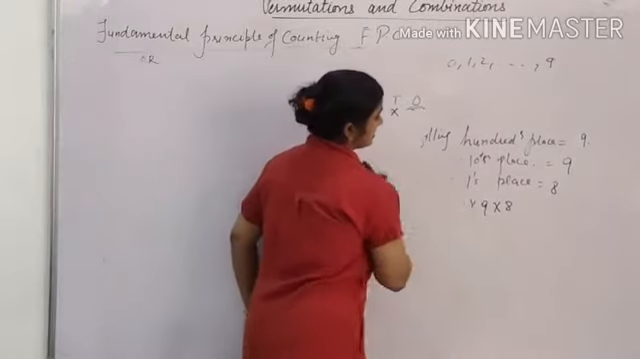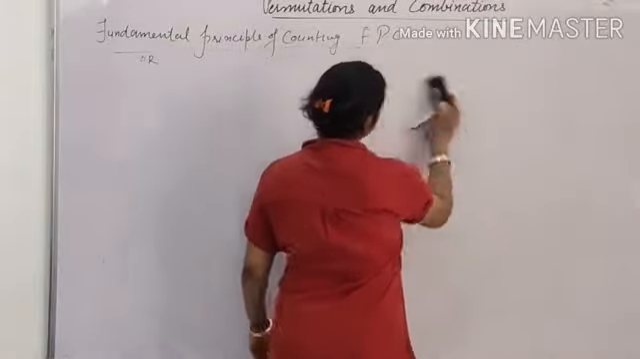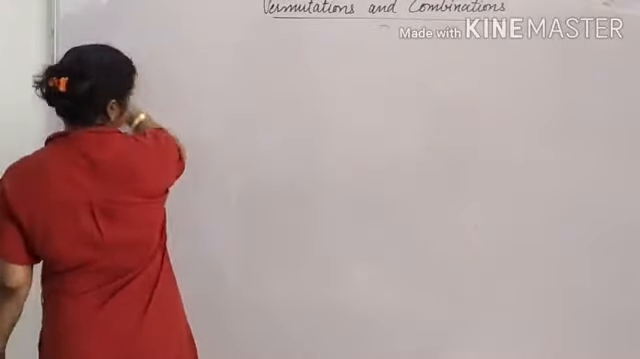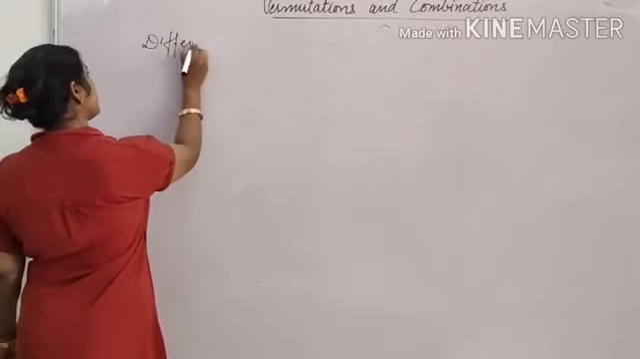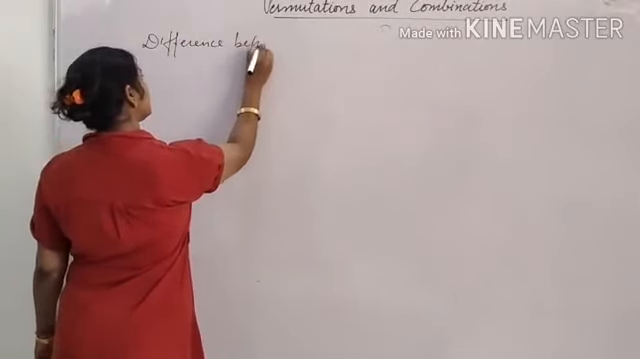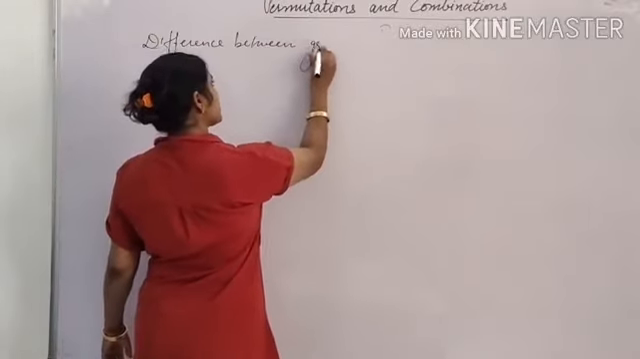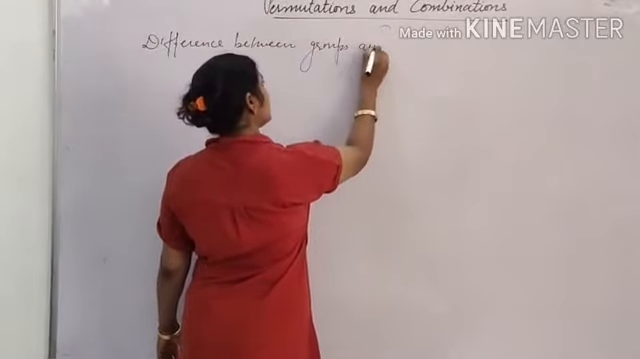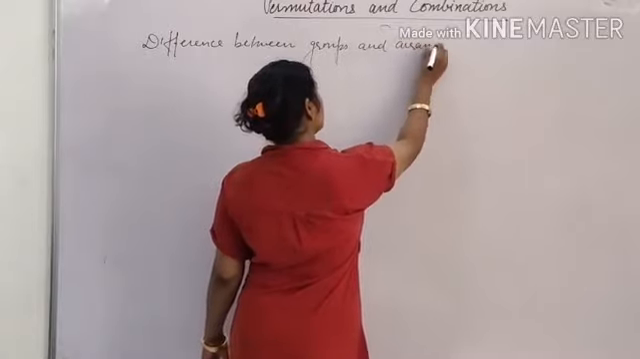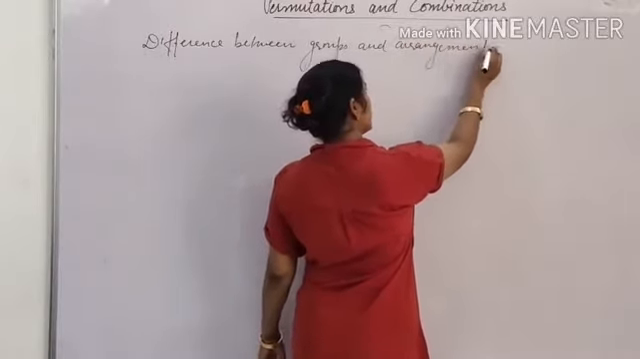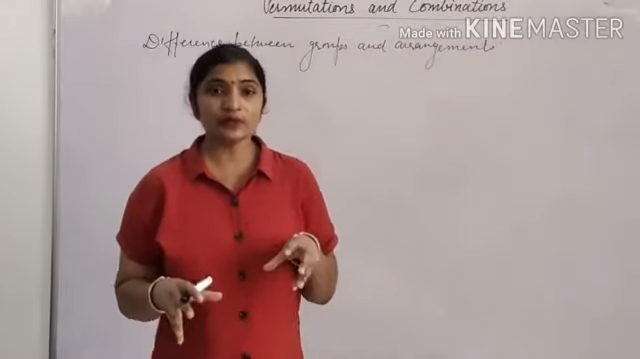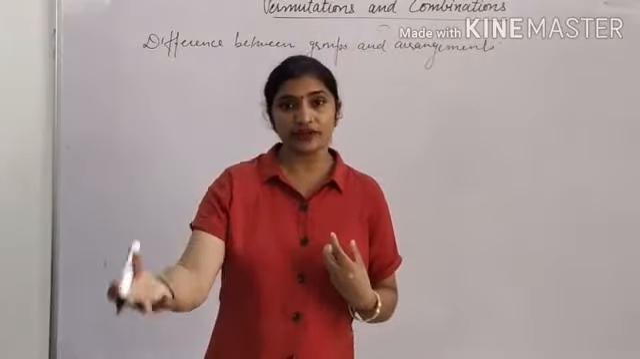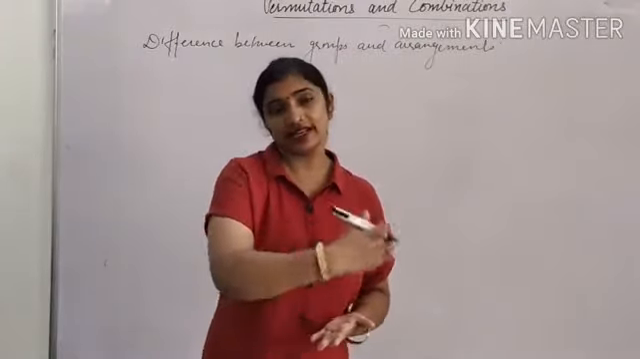First, we come to the topic permutations and combinations. We first explain what is the difference between groups and arrangements. What is the difference between groups and arrangement? Group means selecting certain things out of given things, and arrangement means arranging them.